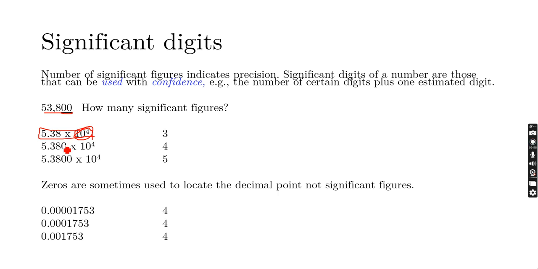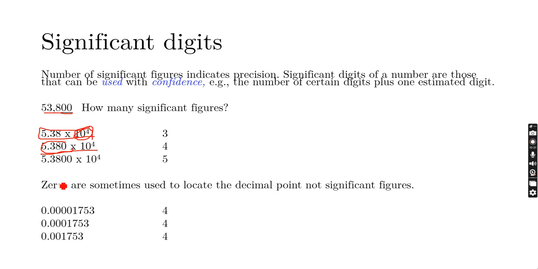Suppose now I add a 0 after 5.38. If I'm trying to write a number in this type of notation, then all the zeros, even if there are no digits after the zero, we also count those zeros as significant digits. So in this case we have four significant digits. Similarly, if I add one more zero over here, then the number of significant digits increases to 5.